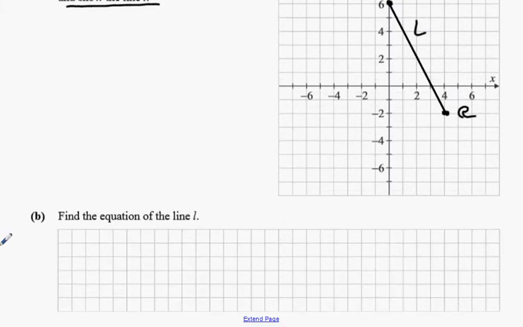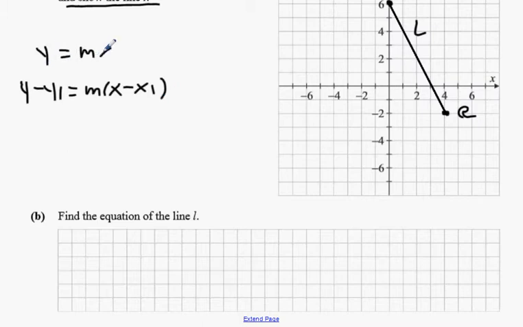Find the equation of line L. When you go to your notes, what two equations are there for the line? There's y minus y1 equals m bracket x minus x1, all on page 19. So if you have out your tables, that'll be a good place to look. You could also have y equals mx plus c. Okay?